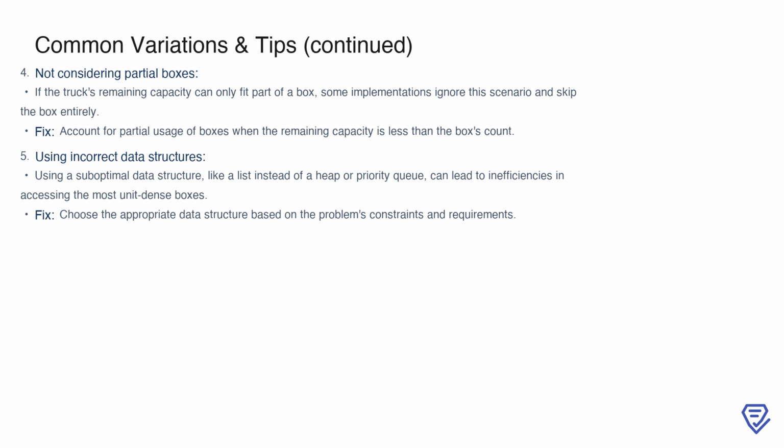Additionally, using the wrong data structures can introduce inefficiencies. For example, relying on a simple list instead of a heap or priority queue can make accessing the most unit-dense boxes slower, especially in larger input sizes. To optimize your solution, choose data structures that align with the problem's constraints, such as using a max heap to easily retrieve the most profitable boxes.